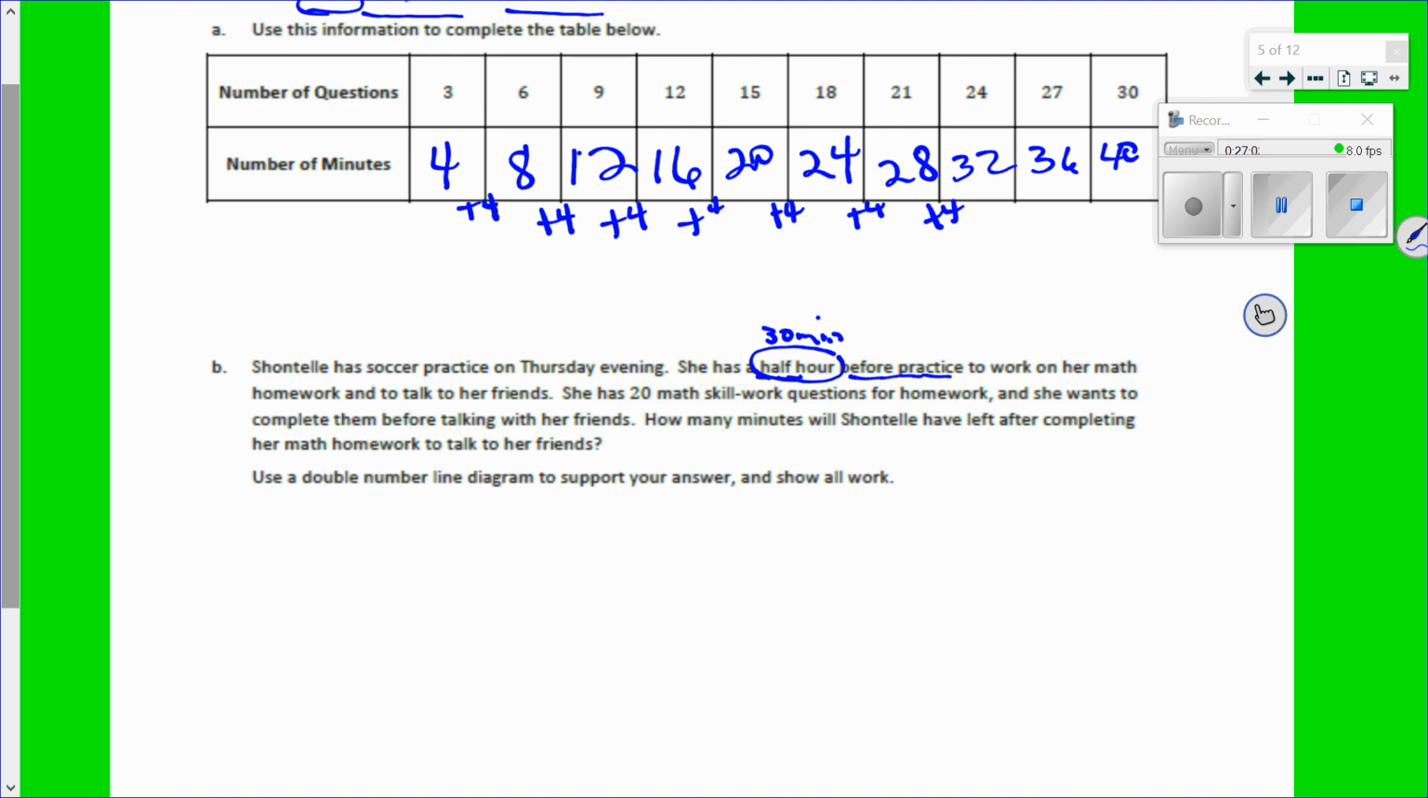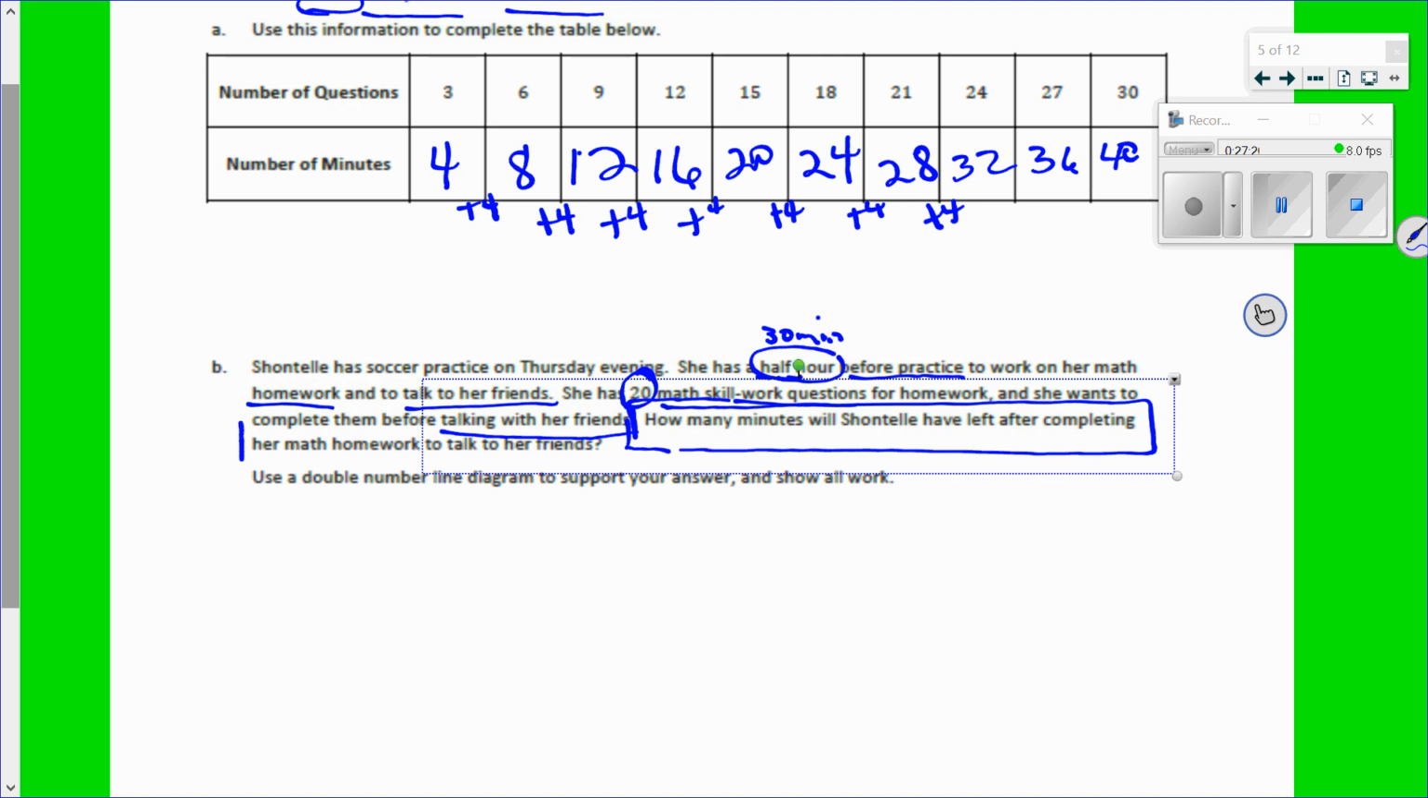Before practice, Chantel wants to work on her math homework and talk to her friends. She has 20 math skill work questions for homework, and she wants to complete them before talking with her friends. Here's our question. How many minutes will Chantel have left after completing her math homework to talk to her friends? Okay. Have left.